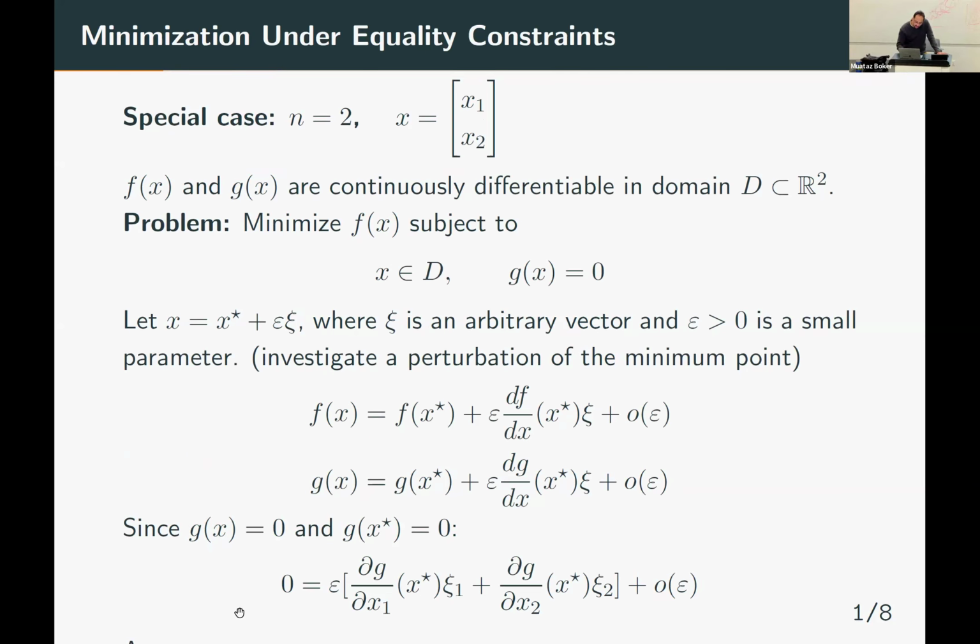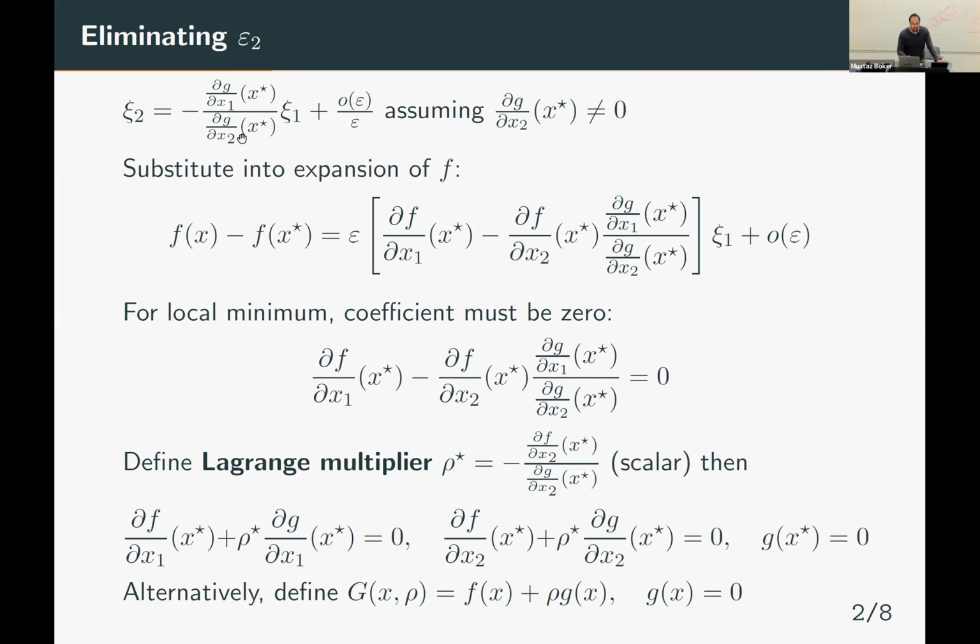Take C2 to the other side. Take this term to the other side, multiplied by epsilon to the other side, and divide everything by epsilon. Okay, you'll end up with this expression.